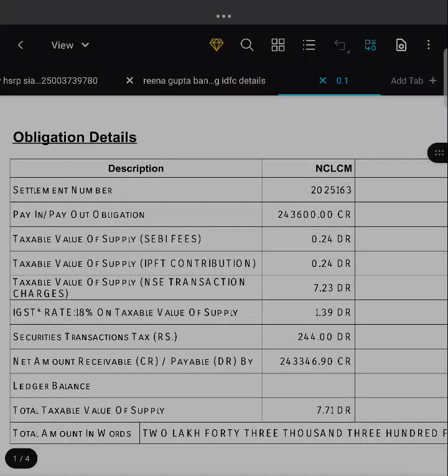Hi guys, so this is very very important. If we want to understand taxation, if you want to understand how the taxation works in IPOs, I just wanted to give you one example. Recently I got an IPO. I keep on applying for IPOs.